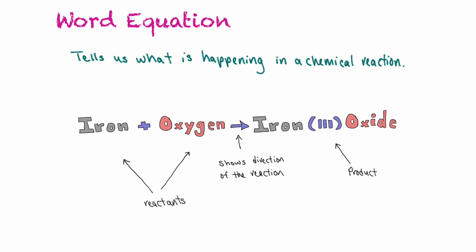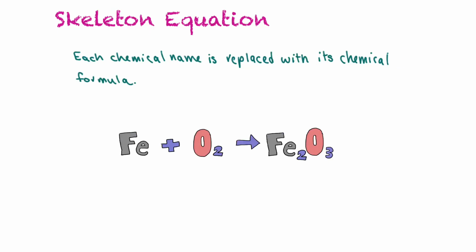Now word equations tell us what's happening in a chemical reaction. In this example we have iron and oxygen, which are our reactants, and that's forming, the arrow points to the direction that the reaction is going, iron(III) oxide, which is our product. Skeleton equations are like word equations, except every chemical name is replaced with its chemical formula. So in the example we just talked about, this is the symbol for iron, this is the symbol for oxygen, and there's the symbol for the iron(III) oxide.